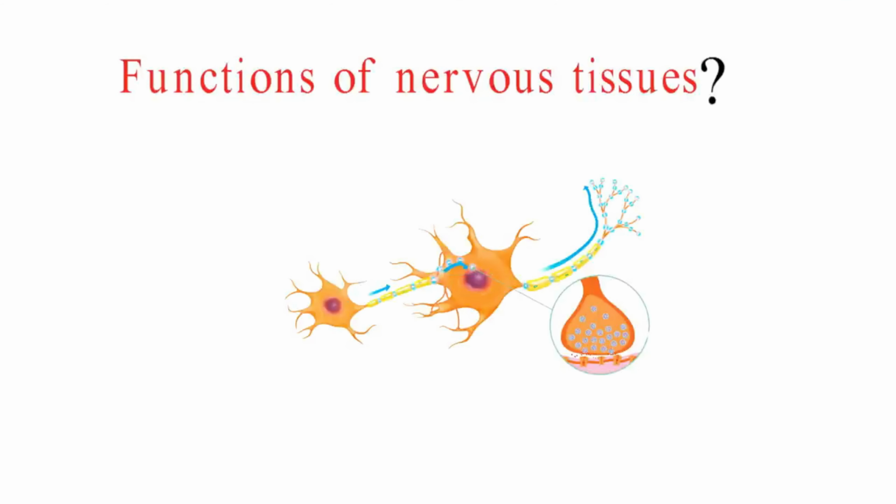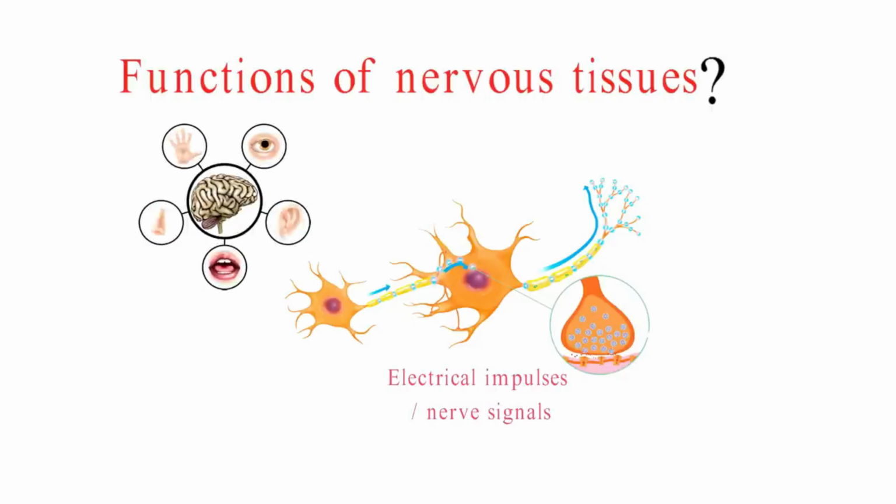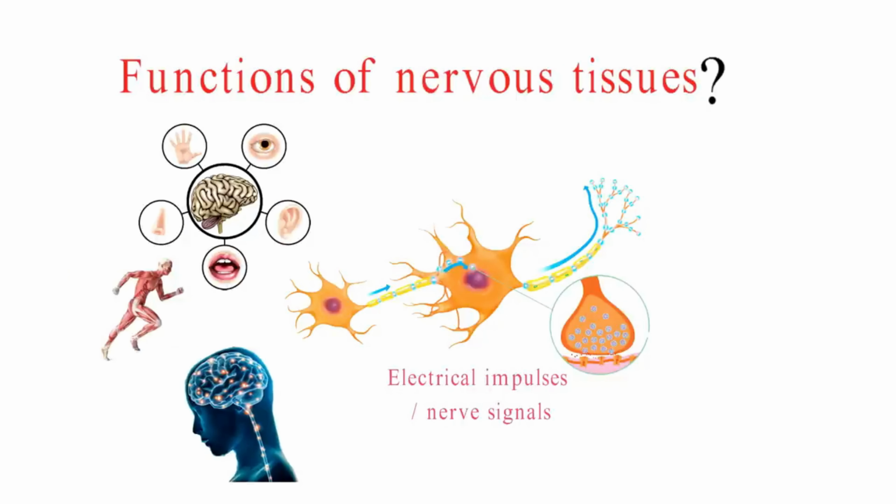So, what's the function of nervous tissue? Well, it's all about transmitting electrical impulses or nerve signals. These signals are vital for sensory perception, motor control, coordination, and communication within our bodies.